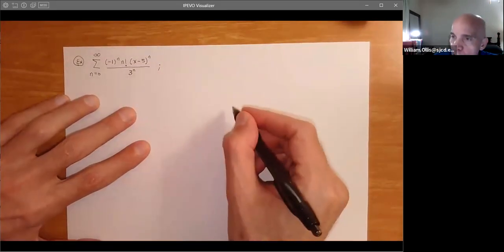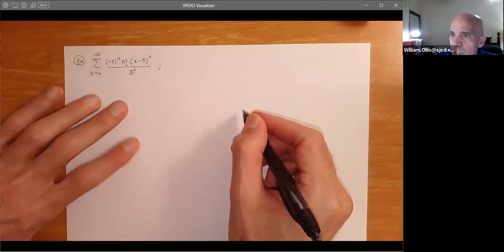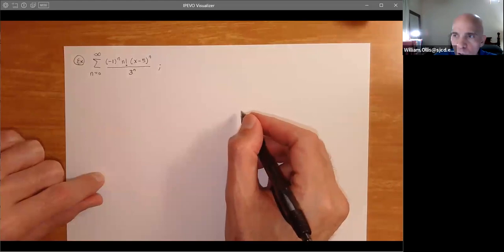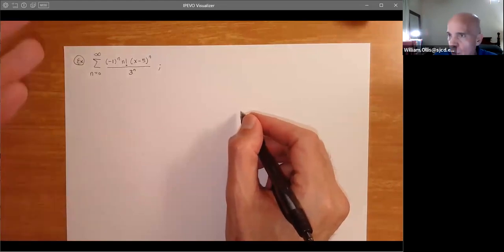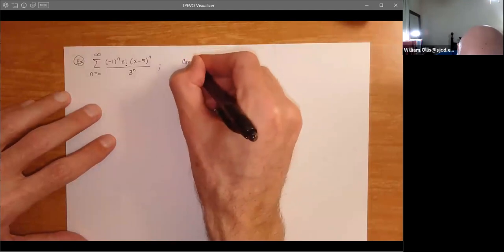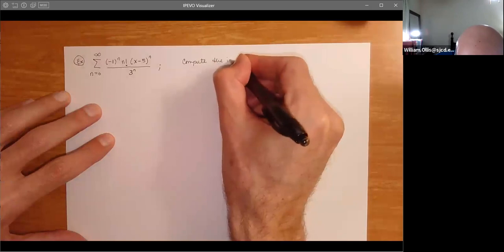And of course, we'll use everything that we have. We find the ratio test tends to be fairly user-friendly. So there might be occasions when we have to work a little bit harder, and I'll apprise you of that. So compute, if it exists, the interval of convergence.